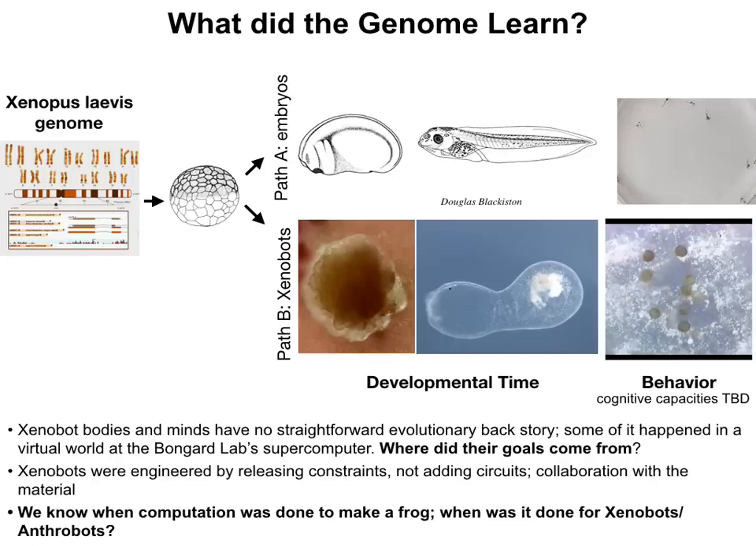So there's also an interesting computational aspect to this, which is that we know when the computation was done to make a frog. Presumably it was done in the millions of years of the frog genome struggling with the environment. When was the computation done for xenobots? There's never been selection to be a good xenobot or a good anthrobot. When were those computations done?